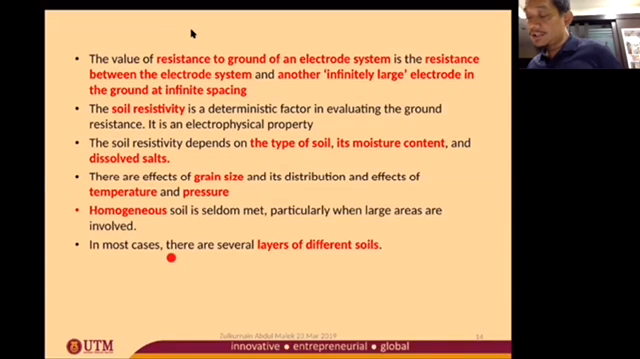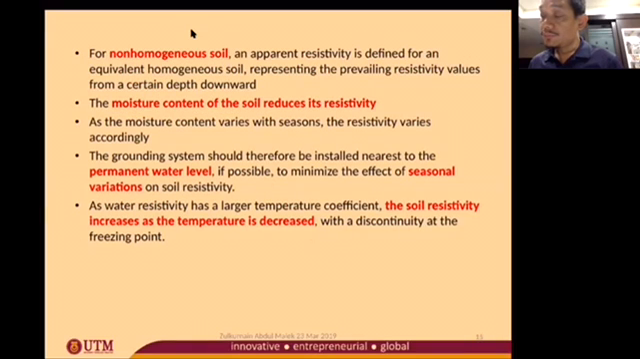In most cases, there are several layers of different soil, and if you want to correctly model the ground resistance, you need to consider not homogeneity, but multi-layered soil. So for non-homogeneous soil, usually we can make an equivalent homogeneous soil. So you do some calculation. We have an equivalent homogeneous soil representation of the non-homogeneous soil.